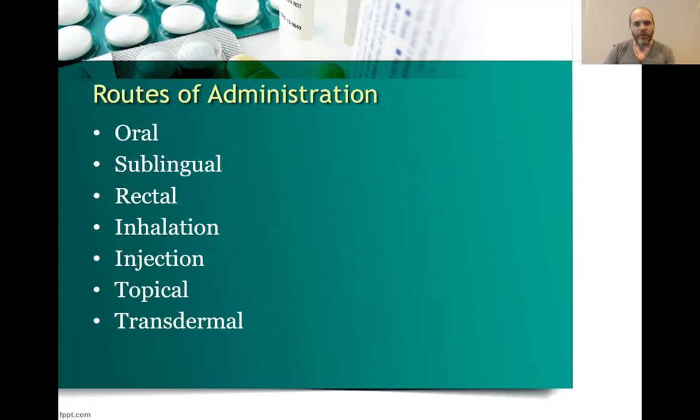Okay, these are the different routes of administration, which I don't have to tell you all of these. Oral and injections are probably the ones we're most familiar with. I do want to remind you about transdermal. An example of that would be iontophoresis. That's an example of a transdermal medication that we would actually be administering. That would be a transdermal administration.